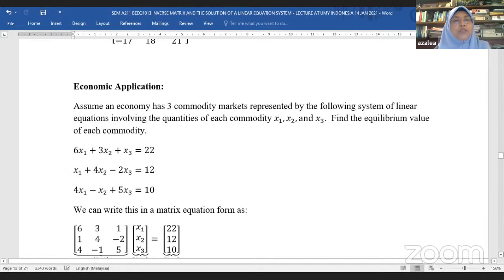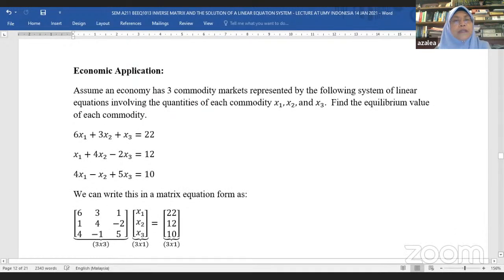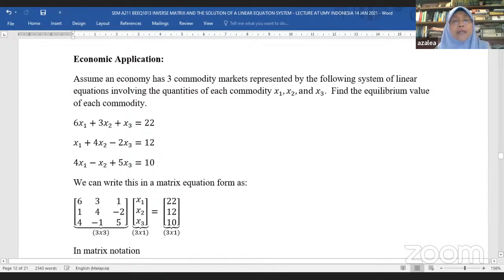Okay, I'm just going to continue with this. I've shown you how to find the determinant and the cofactor. In fact, we can start solving a system of 3 equations in 3 variables. Assume an economy has 3 commodity markets represented by the following system of linear equations involving the quantities of each commodity given by X1, X2, and X3. So the relationship between these 3 interconnected commodities are given in these 3 equations.